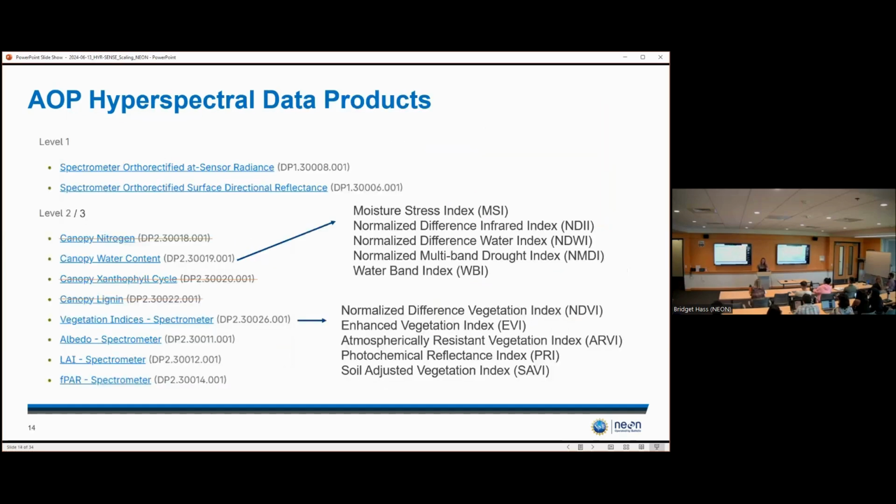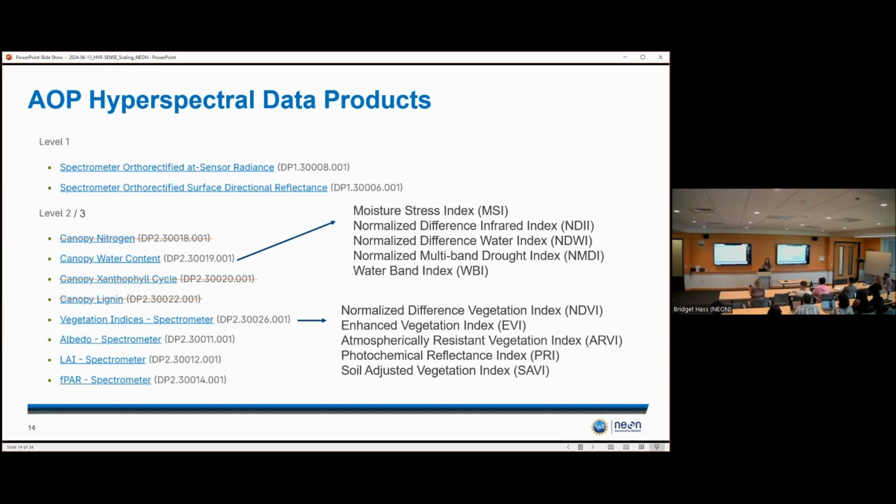And then this is kind of wordy, so don't worry too much about it, but I just wanted to highlight that we generate a lot of different hyperspectral data products from the at-sensor radiance. That's the most raw form. It doesn't have any atmospheric correction. And then we apply an atmospheric correction to create this directional reflectance. We are now producing as well a bidirectional reflectance data product, which has a BRDF correction applied, for those of you who are familiar.